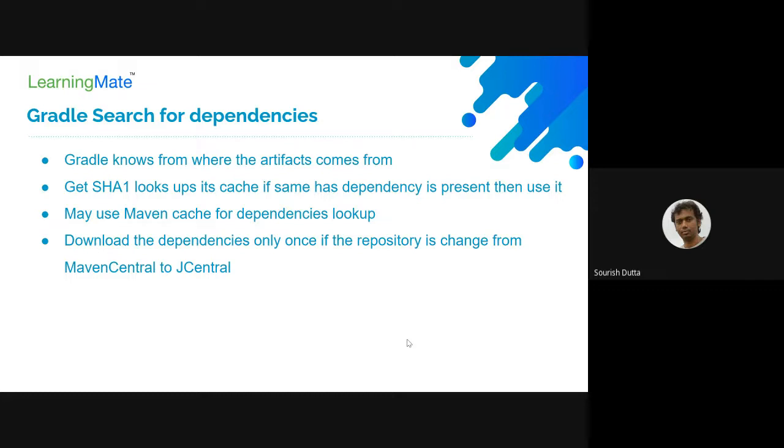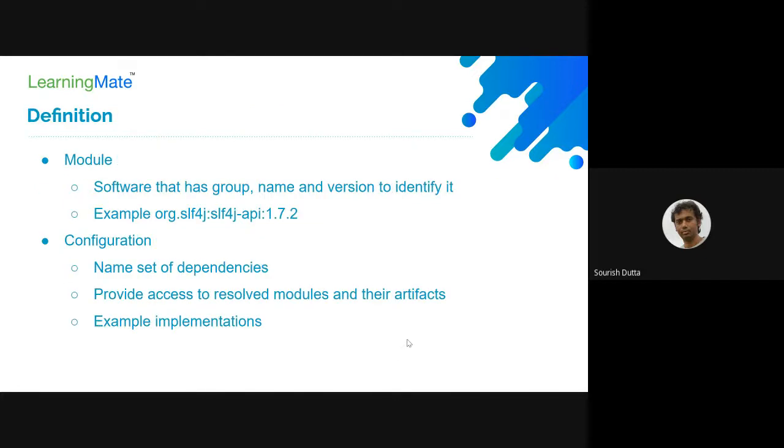They can also use the Maven local or Maven cache for dependency lookup. And you can change repositories as long as you are pointing to the same version of the dependency. So you can switch from Maven Central to JCenter, and your code will still execute, and you don't need to download the dependency again, because the same dependency is published through both of the repositories.